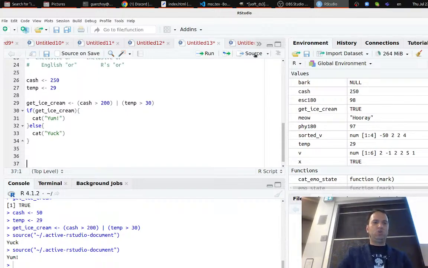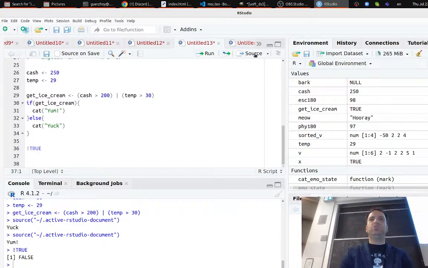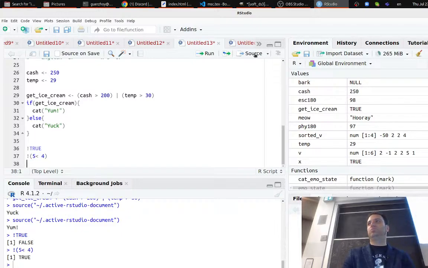So you also have not. Not true is going to be false. Similarly, take the value of something like this: 5 smaller than 4 is false. So that means that not false here, the value of this, is going to be true.